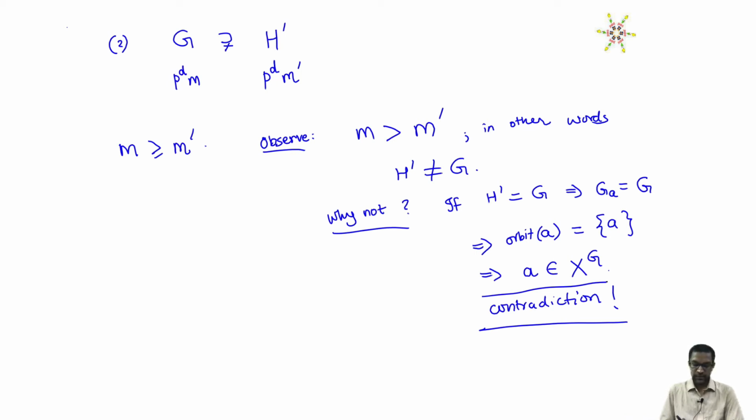Okay, so we have managed to reduce the size of the problem. Instead of the original group G, we now have a proper subgroup H prime. Both G and H prime have the same highest power of p dividing both. Now all we have to do is really repeat the argument.